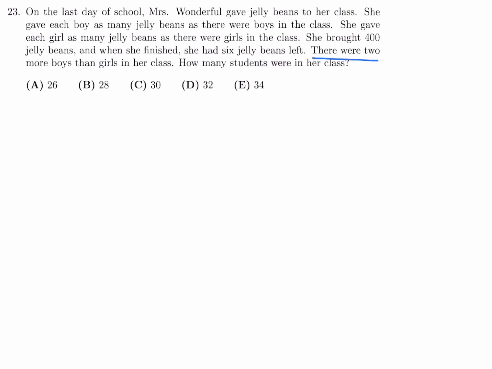So first and foremost, let's take a stab at that. That means that B is equal to G plus 2, where B is boys and G is girls. Two more boys than girls. And then she brought 400, but then she had 6 left. That means she gave out 400 minus 6. So she gave out 394. So to each boy, she gave out the number of boys. So for example, if there's 7 boys, each boy got 7 jelly beans, right? That's what this whole thing means.